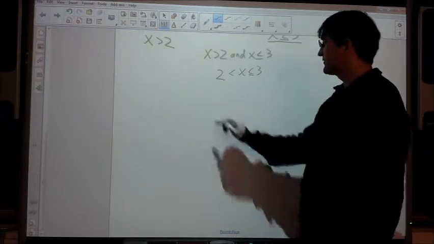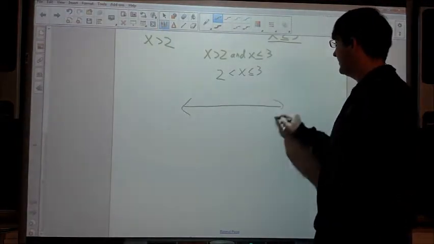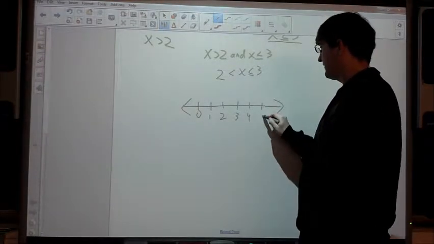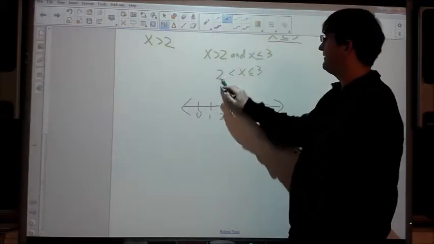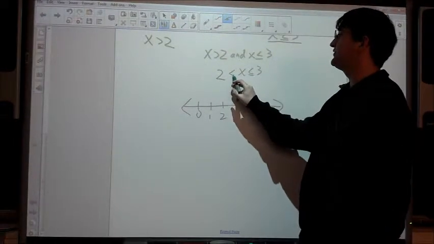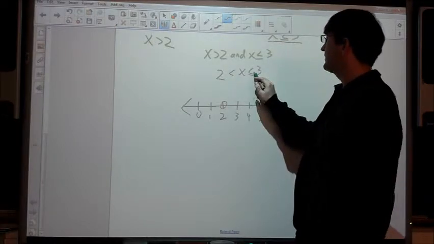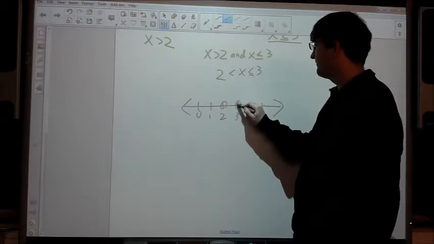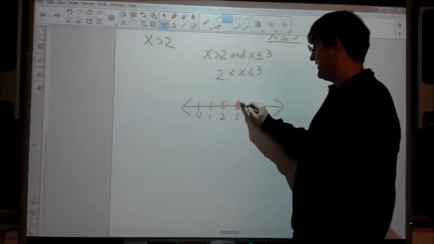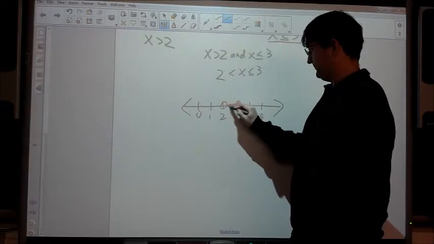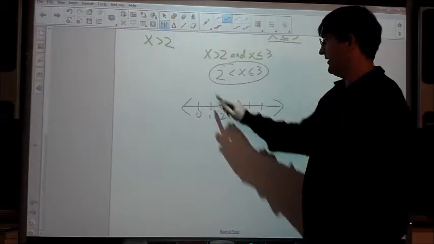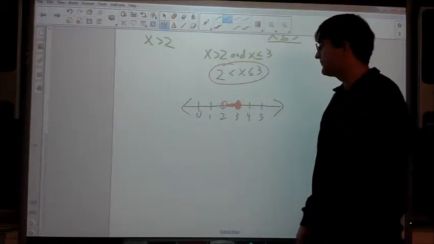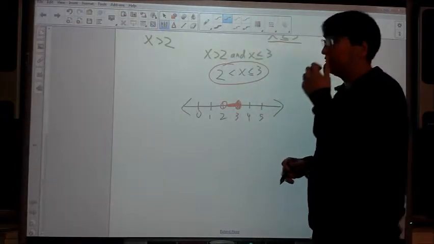And that makes it a little bit easier to graph, because now, when I go to make my number line, 0, 1, 2, 3, 4, 5, I know that I'm going to have an open circle at 2, because 2 is a boundary, but I'm not including it. I'm going to have a closed circle at 3, because 3 is the other boundary, and I am including that. And then I connect them. So that's my answer, and that's my graph. And you can write the answer in either of these two ways. Both of them are acceptable. So that's when we have an and problem.